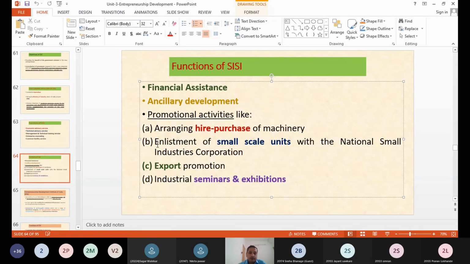Then export promotion and industrial seminars and exhibitions. So different industrial seminars and exhibitions are also arranged for entrepreneurs to provide information related to the latest updates related to the technology or the requirements of that particular industry.